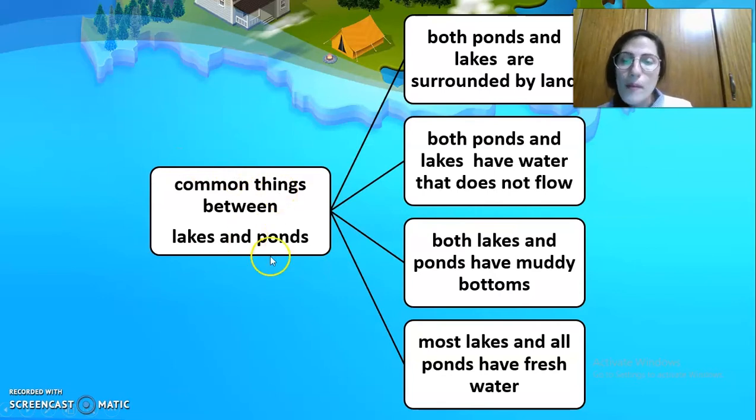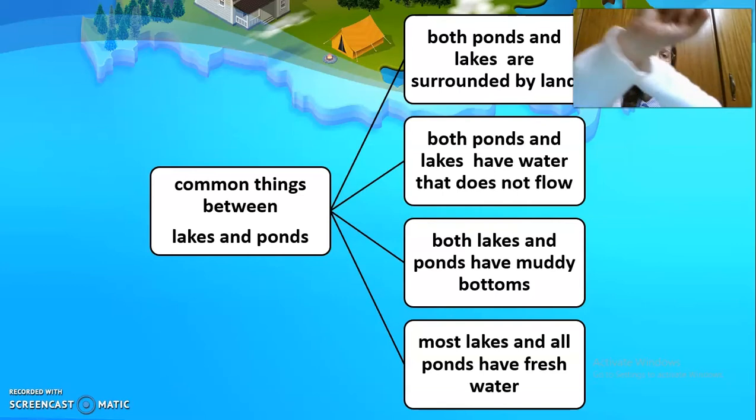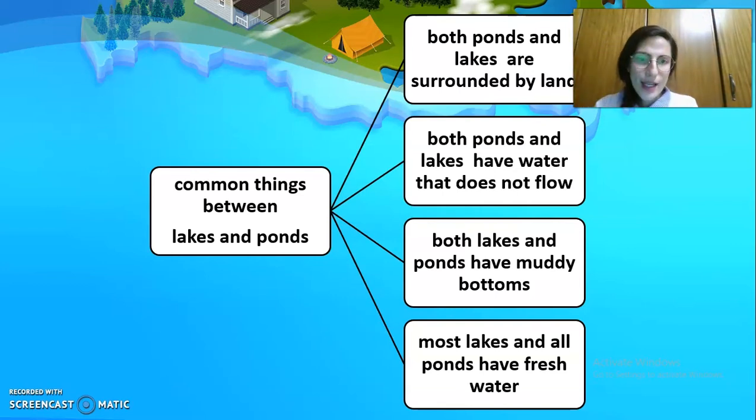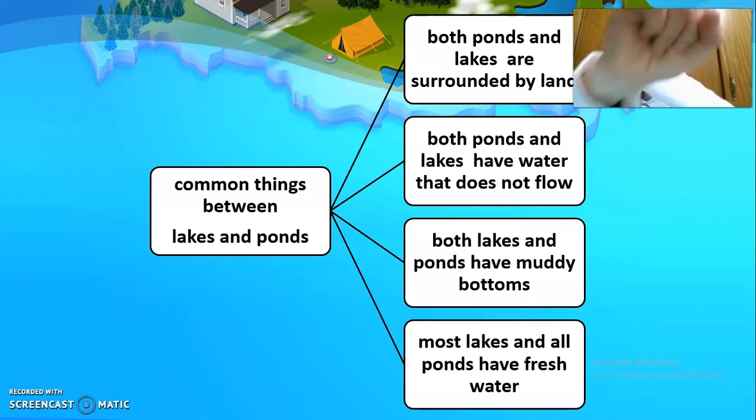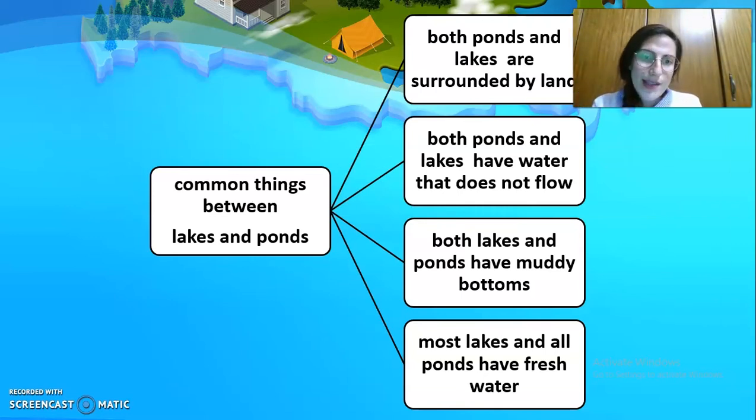So let's go. Common things between lakes and ponds. We have 4 things that are in common between lakes and ponds. 1. Both ponds and lakes are surrounded by land on all directions. 2. Both ponds and lakes have water that does not flow. It means it stays in its place.